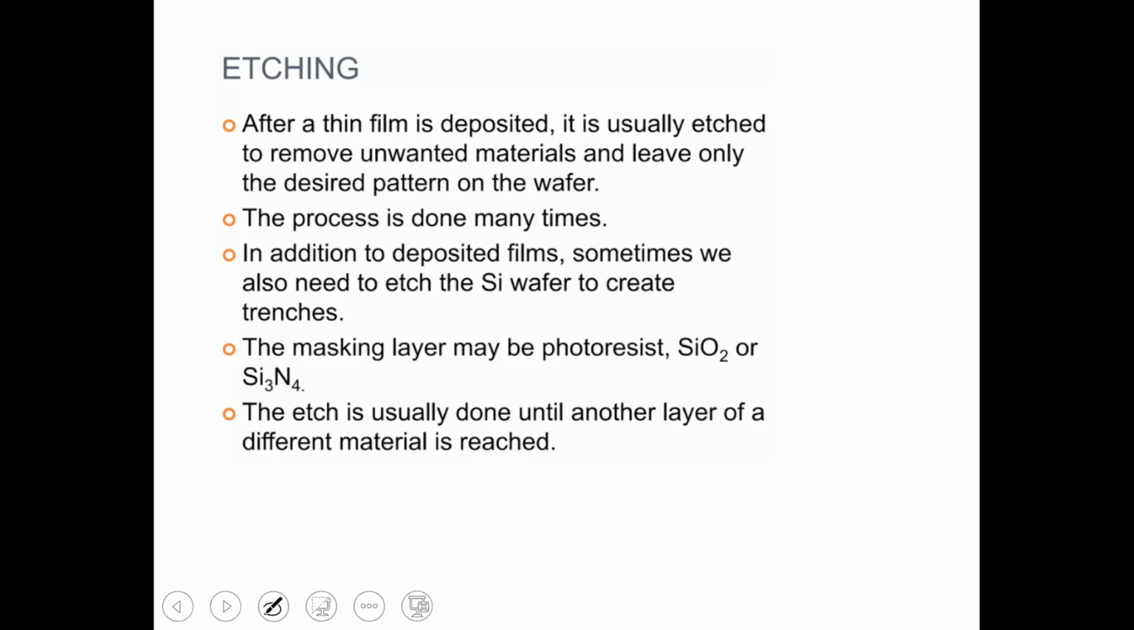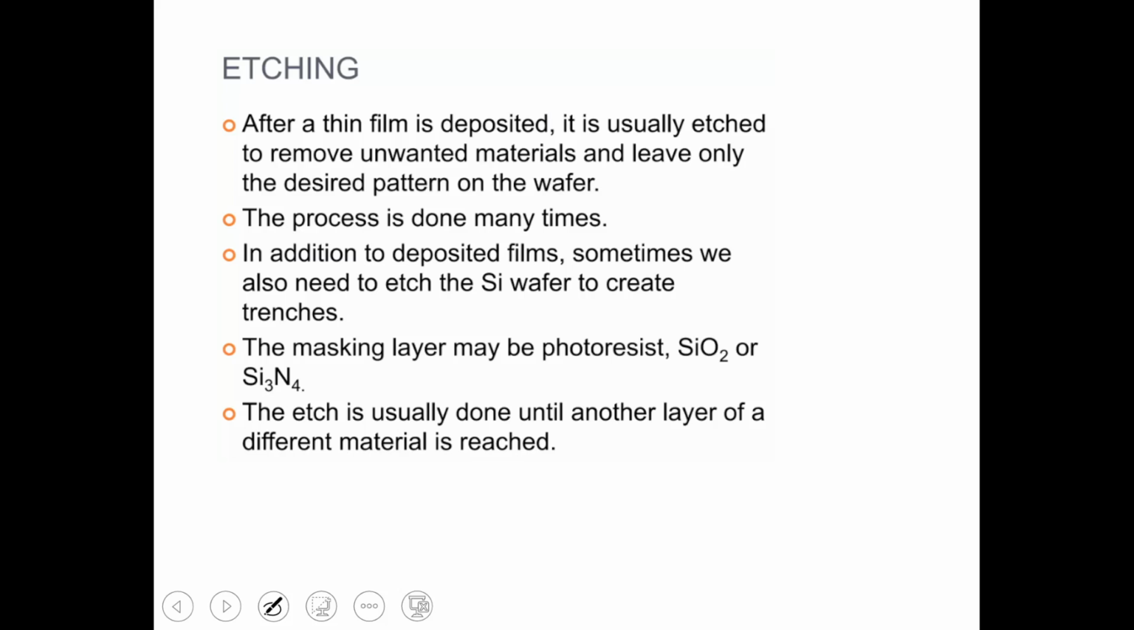To remove the unwanted photoresist on our devices during the fabrication of the sensors, we have to remove that photoresist. The technique to remove the photoresist is called etching. After a thin film is deposited, it usually has to be removed, leaving only the desired pattern on the wafer. Whatever pattern or contact we require, we keep only that on the wafer, and the unwanted things we remove through etching.